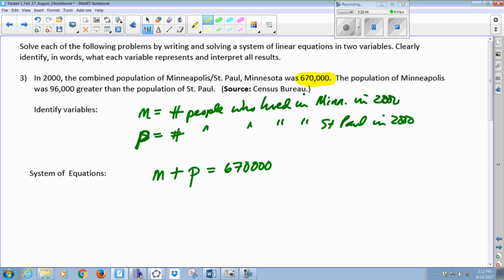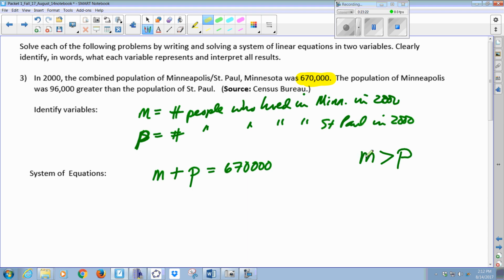Okay, so the next equation doesn't involve interest or anything like that, but we are able to find an equation because we know something about the relationship between the number of people who live in Minneapolis and the number of people who live in St. Paul. In fact, we know that the number of people who live in Minneapolis is greater than the number of people who live in St. Paul, because it says here the population in Minneapolis is greater, 96,000 more people. So when I look at this, I say, whoops, that's not an equation. I need to come up with an equation. This is an inequality. What do I know?